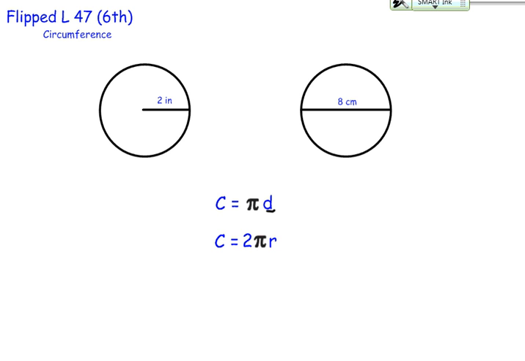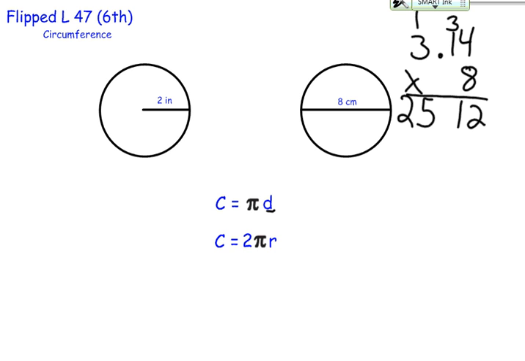So we're not going to have any squared numbers for this. If I'm going to take 8, I'm going to actually put pi down first, 3.14 times 8, and I can multiply this out, 8 times 4, 8 times 1, 8 times 3, and then 2 decimal places, 1, 2. So in the end, I have a circumference of 25.12 centimeters.